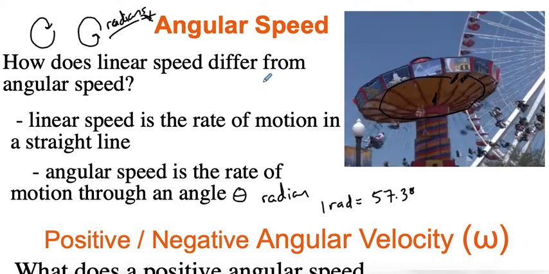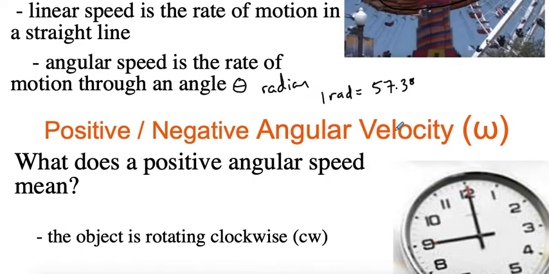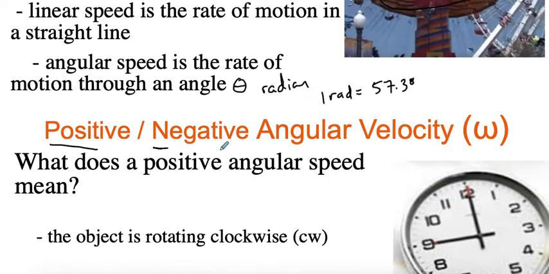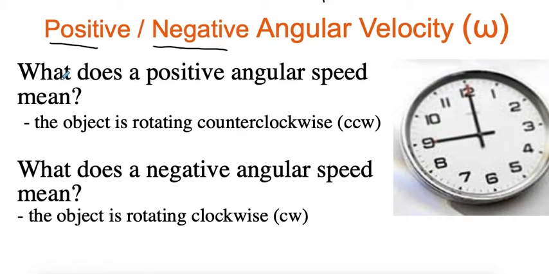I keep talking about clockwise and counterclockwise. That's important in these scenarios, because that's how we determine positive and negative angular velocity, whether it is going clockwise or counterclockwise. So what does a positive angular speed mean? That means that the object is going counterclockwise, and negative would be going clockwise.